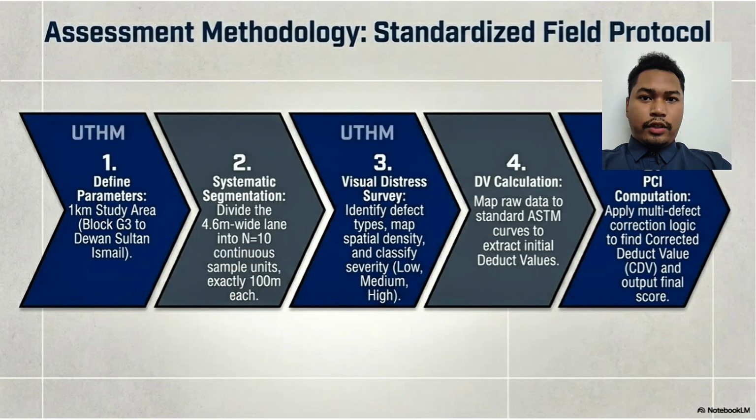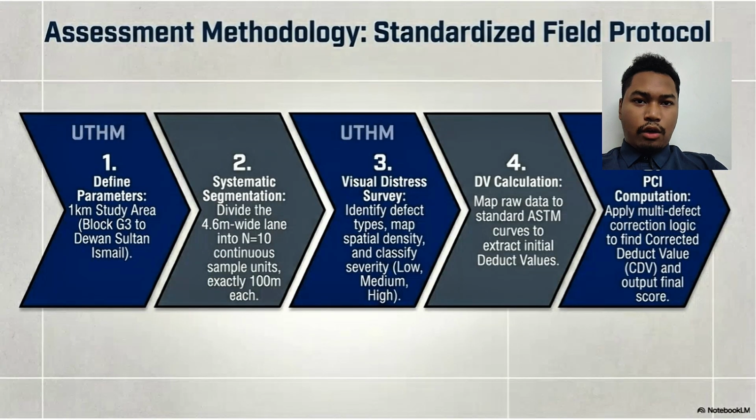Third, visual distress survey. We mapped the defect type, density, and severity level, classified into low, medium, and high. Fourth, deduct value calculation. The raw data was mapped to the standard ASTM curves to extract the deduct value. Fifth, PCI computation. Finally, we apply the correction logic to find the corrected deduct value, outputting the final pavement condition index.